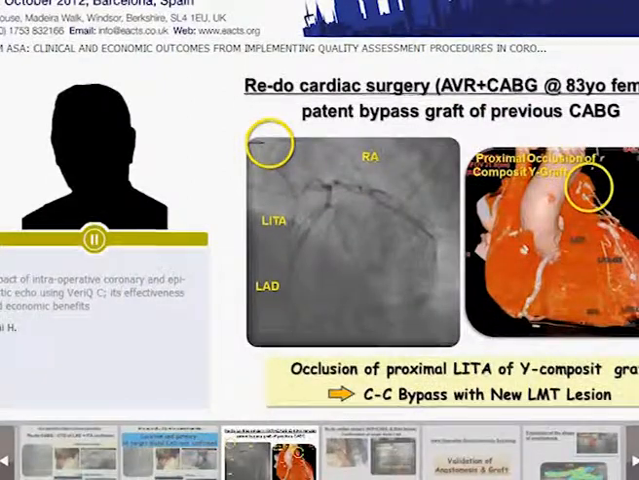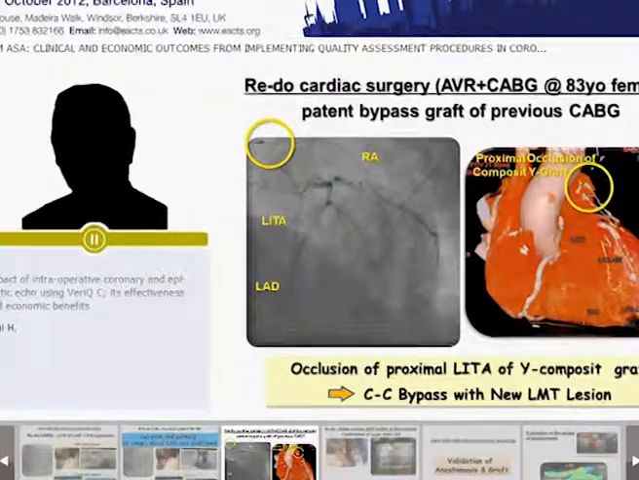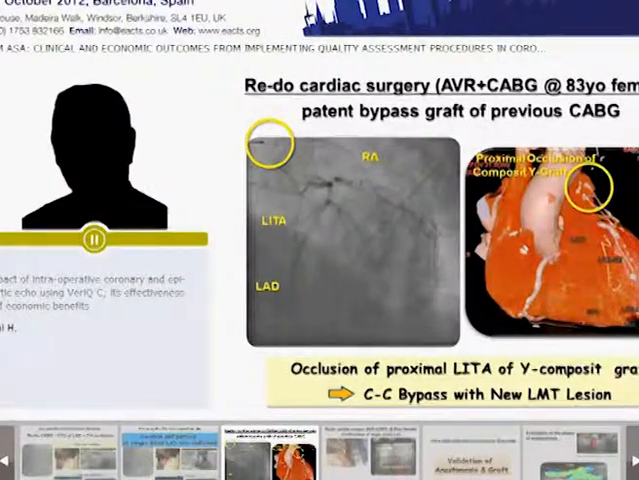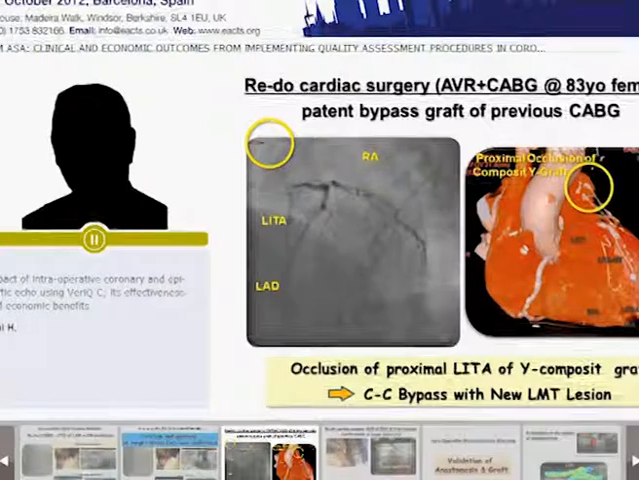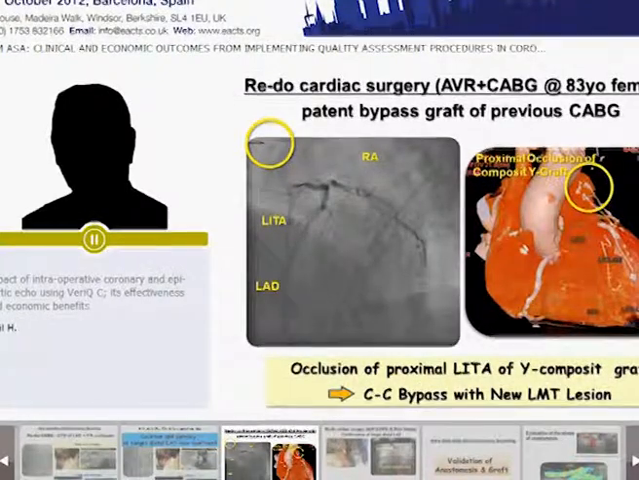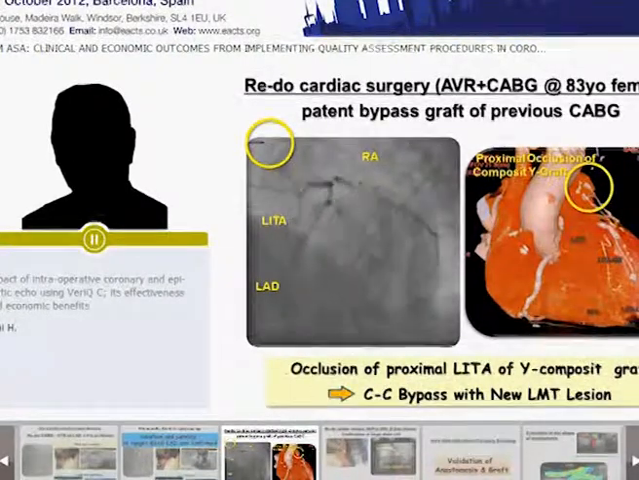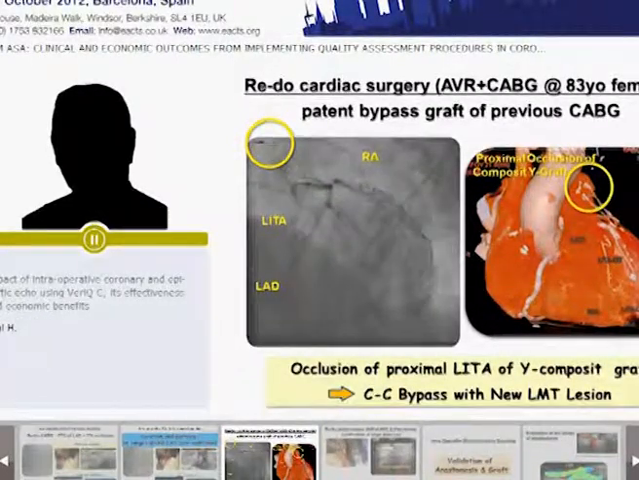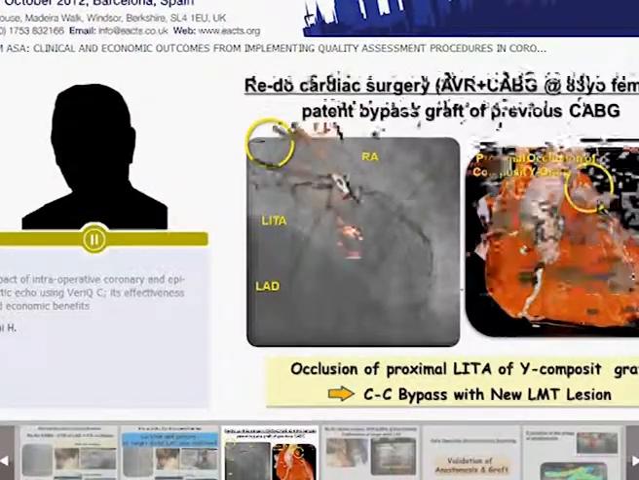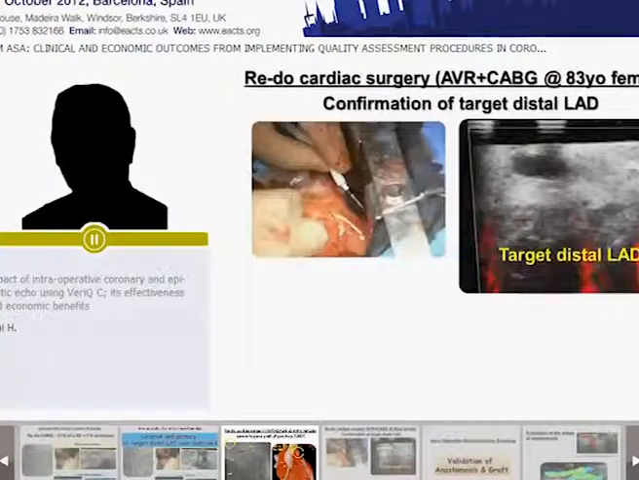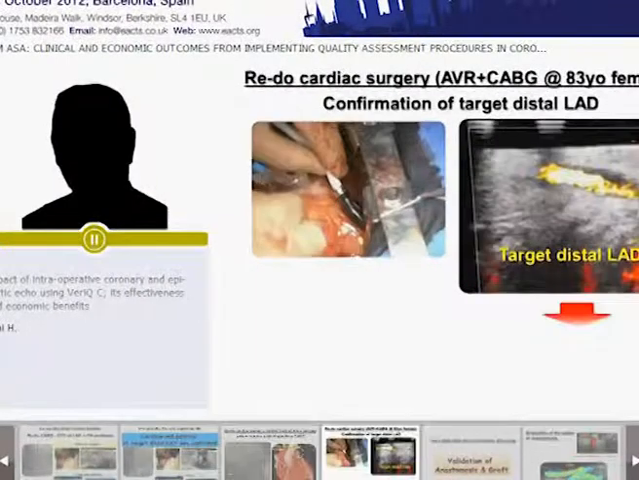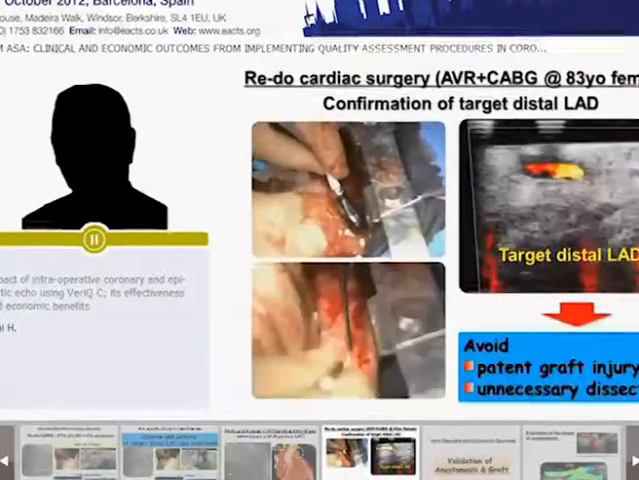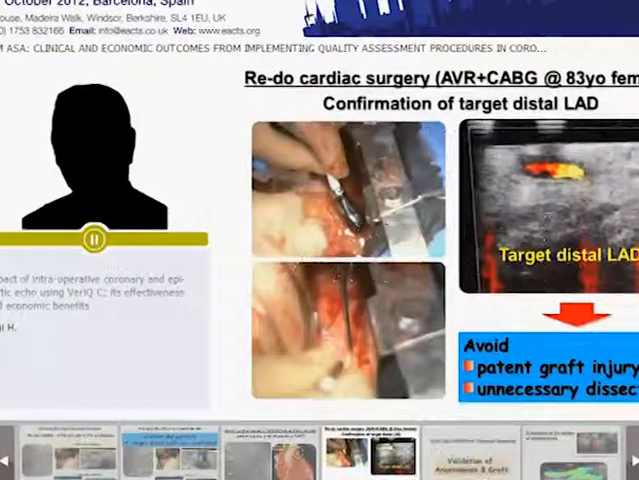This is another case of redo cardiac surgery. All of the distal anastomoses were patent, but unfortunately only the proximal LITA of the Y composite graft was occluded, because it was a CABG actually, and the patient got a new LMT lesion, so I had to put another graft distally. In this case, the target distal LAD was easily recognized using VeriQ C, and I could avoid patent graft injury and unnecessary dissection.